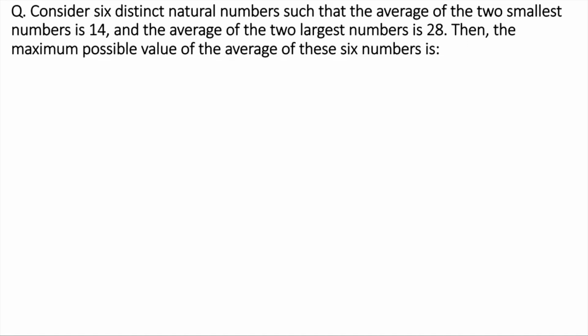All right. So consider six distinct natural numbers such that the average of the two smallest numbers is 14 and the average of the two largest numbers is 28. Then the maximum possible value of the average of these six numbers is.